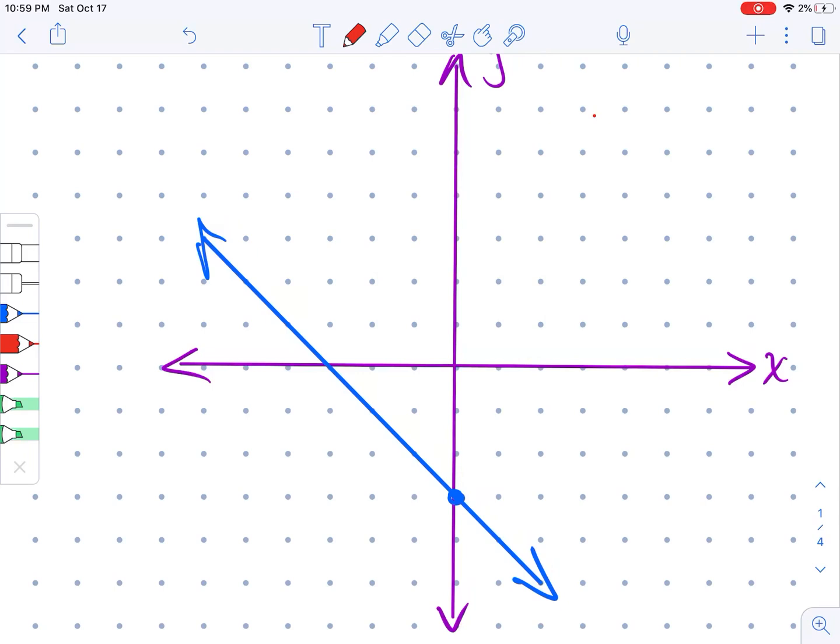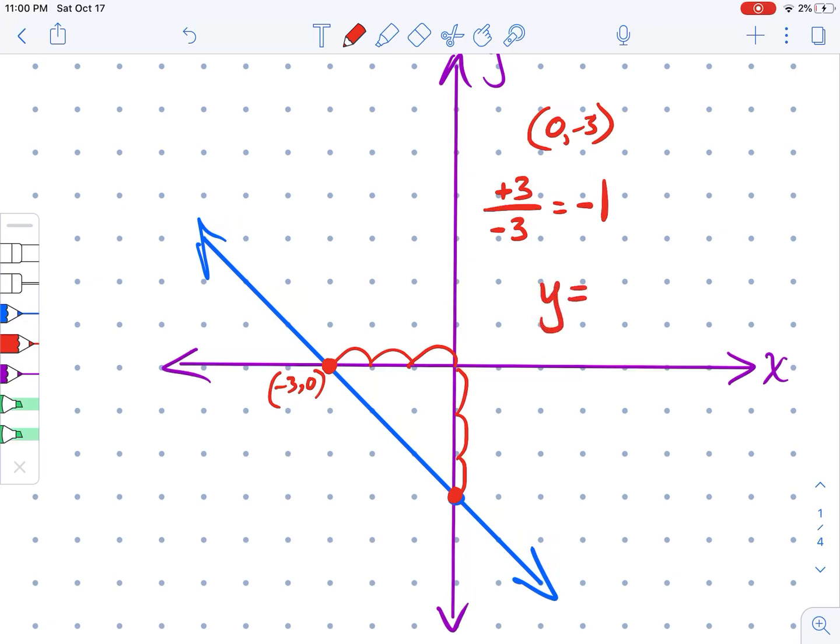And so in this one, I see that my y-intercept is (0, -3). Now my slope: it appears that I'm also crossing at this point, (-3, 0). So if I went up 1, 2, 3, and left 1, 2, 3, I would hit the line. So in this case I went up 3, but then I went left 3. So my slope is a negative 1. So my equation is going to be negative 1x plus a negative 3.